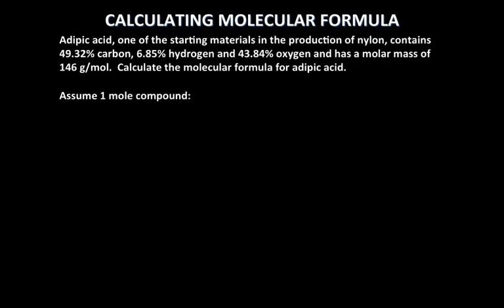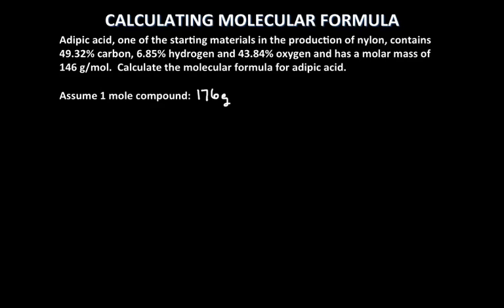Now, there is another way to do that, and instead of assuming that we have 100 grams of compound, we're going to assume that we have 1 mole of a compound. And if we have 1 mole of a compound, that would mean we've got 176 grams of compound. And since we know the percentages of each of the elements in the compound, from that total mass, we can calculate the mass of each element in the compound.